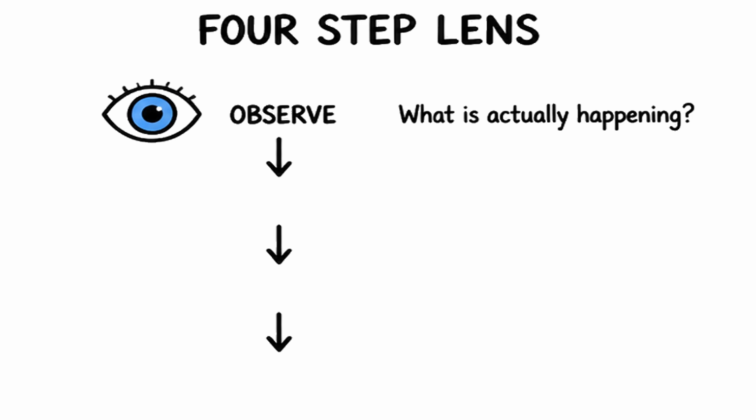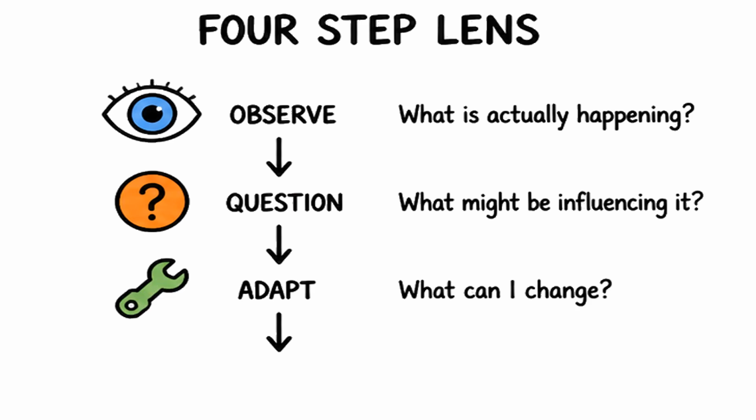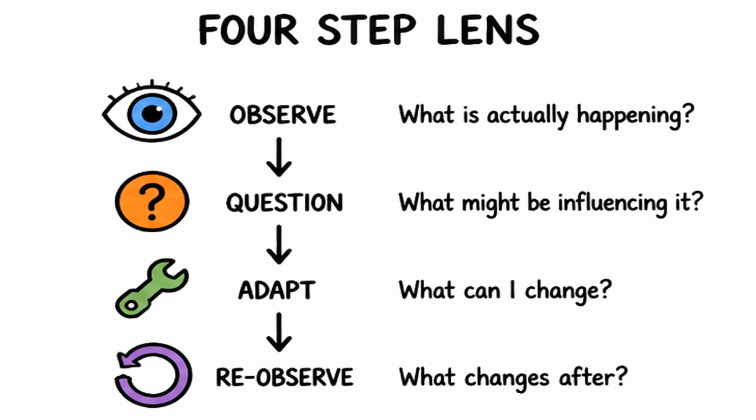When you observe a learner, separate 4 steps. Observe what is actually happening. Question what might be influencing the response. Adapt what you can change in the learning environment. Re-observe what changes after the adjustment.